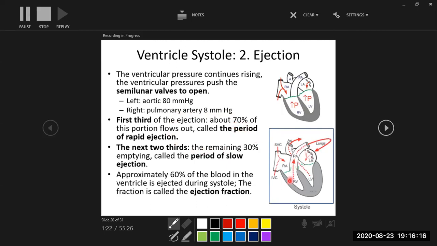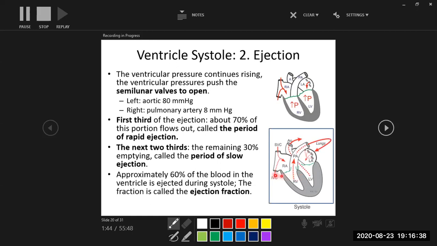Totally, we don't eject the entire blood. We eject about 60% of the blood in the ventricle. So even though it ejects, it doesn't really eject everything. It's not emptying the entire ventricle. There is about 40% blood remaining in the ventricle.